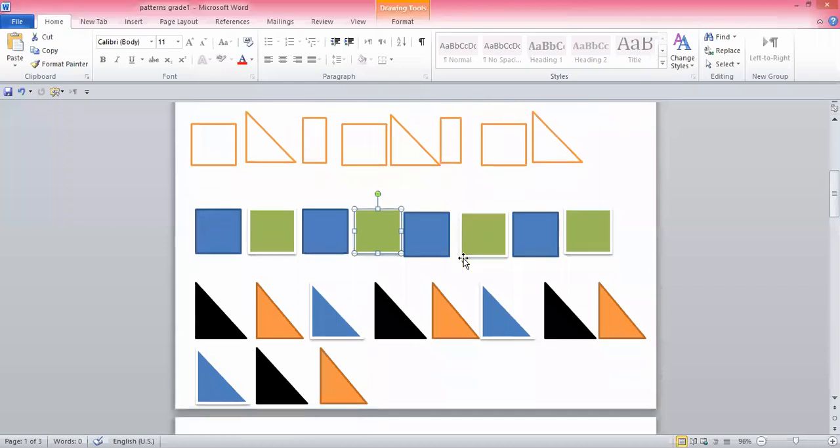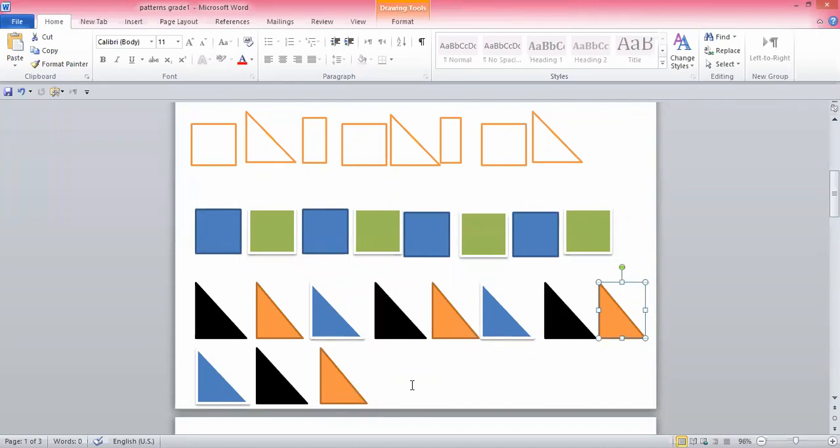There is one more example of a pattern in colors. Look at these shapes, these are all triangles. The first triangle is black, the second one is orange, the third one is blue. This pattern is made up of three colors, black, orange, blue, and then after three colors this is repeated. Black, orange, blue, black, orange, blue, black, orange.